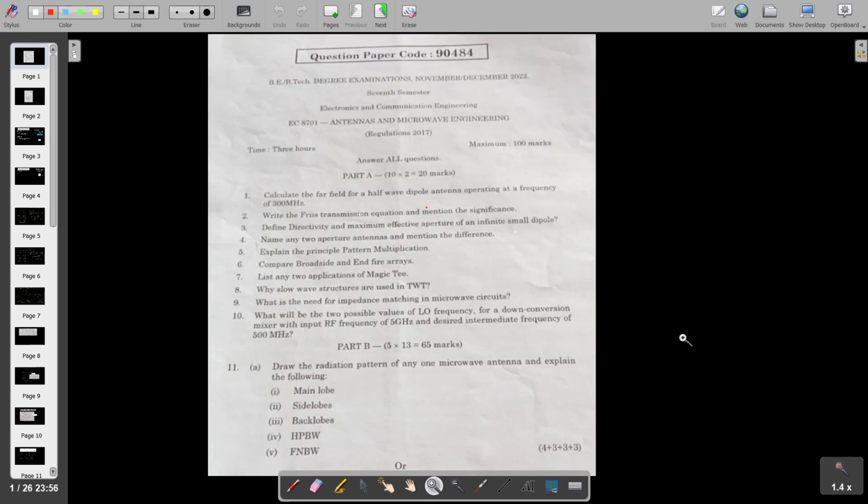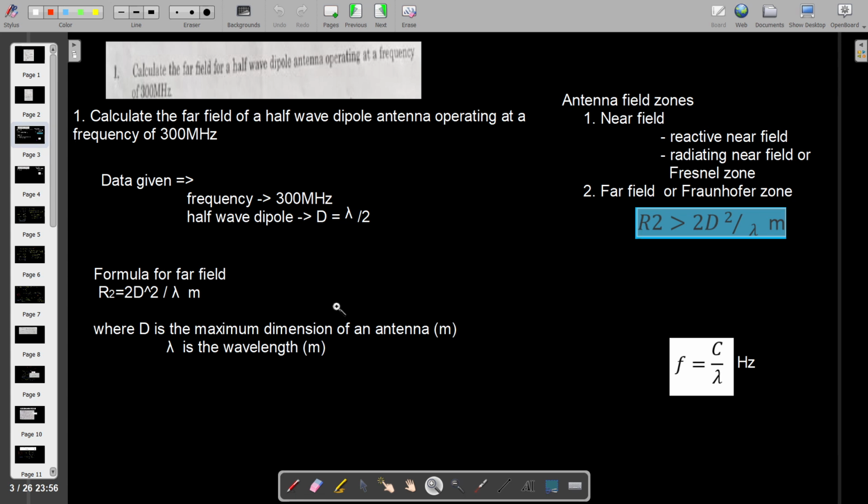Calculate the far field for a half wave dipole antenna operating at a frequency of 300 megahertz. So this is related to the antenna field zones. It consists of two different types of fields, near field and far field. In the near field, you have reactive near field and radiating near field. But in the question, they have asked about calculating the far field. The other name for far field is Fraunhofer zone.